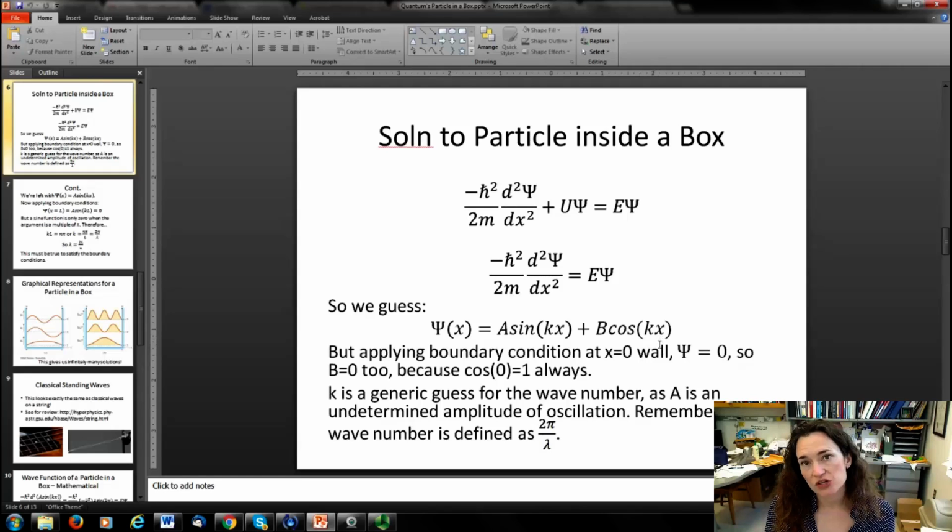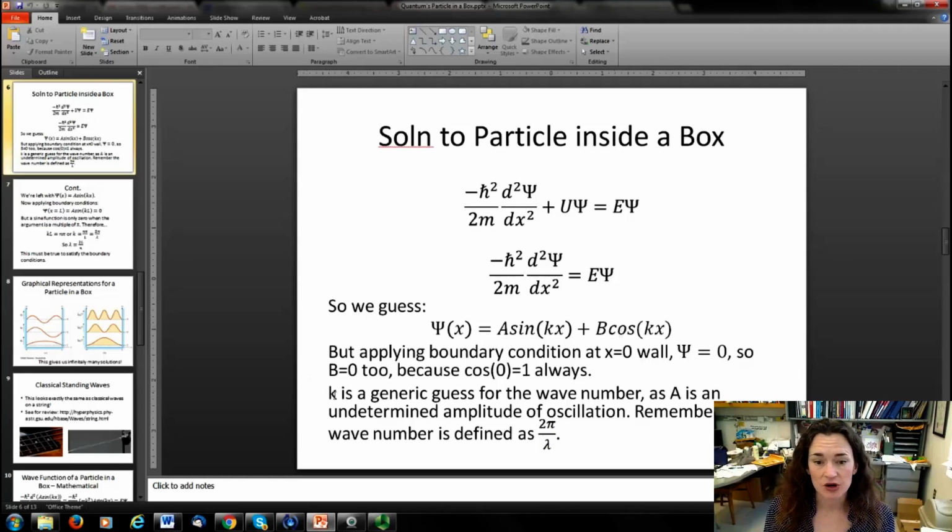We know that the wave function has to be 0 at x equal to 0. So if we plug that in, then a sine of 0 would just give you 0, so that's good. But if you plug in x equal to 0 to the cosine term, you're going to get b, right? Because the cosine of 0 is 1. So that would mean that psi at x equal to 0 is equal to b, and that would mean that b equals 0. Okay? So that cosine term goes away, and we're just left with the sine term.